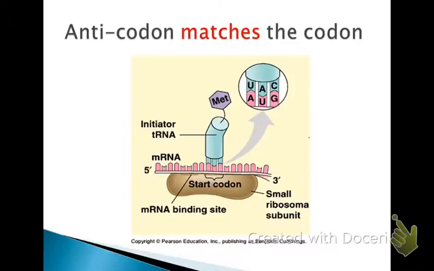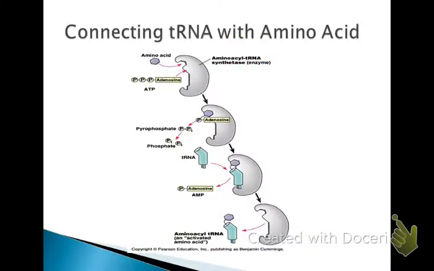All right, so you've got your messenger RNA that's going to leave the nucleus. It goes to the ribosome. And this is showing you here how the anticodon is going to match the codon. So the codon there is in pink, AUG. The anticodon on the bottom of the transfer RNA would just match up with that, pair up with that.